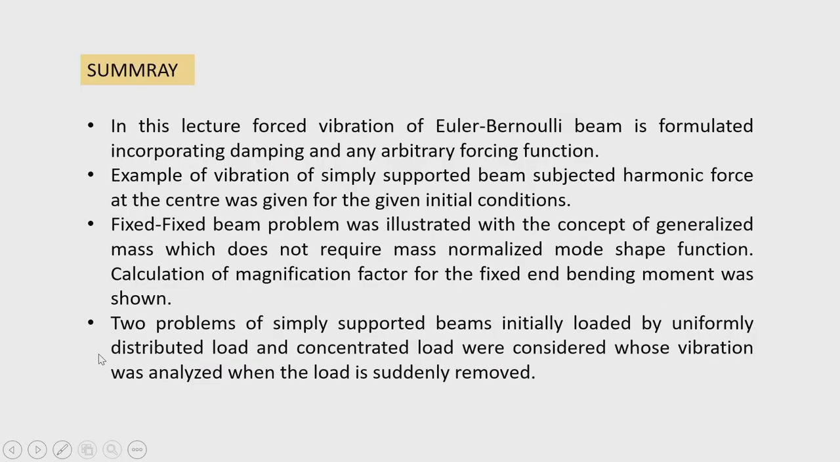Let us summarize today's lecture. In this lecture, forced vibration of an Euler-Bernoulli beam is formulated incorporating damping and any arbitrary forcing function. An example of vibration of a simply supported beam subjected to a harmonic force at the center was given for the given initial conditions. A fixed beam problem was illustrated with the concept of generalized mass, which does not require a mass normalized mode shape function. Calculation of the magnification factor for the fixed end bending moment was shown. Then lastly, two problems of simply supported beams, initially loaded by a uniformly distributed load and a concentrated load, were considered, whose vibration was analyzed when the load is suddenly removed. Thank you very much.